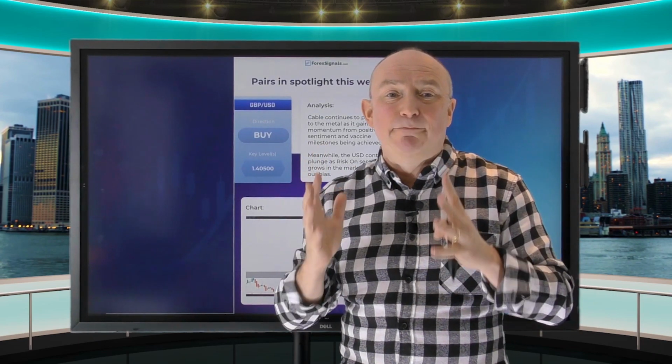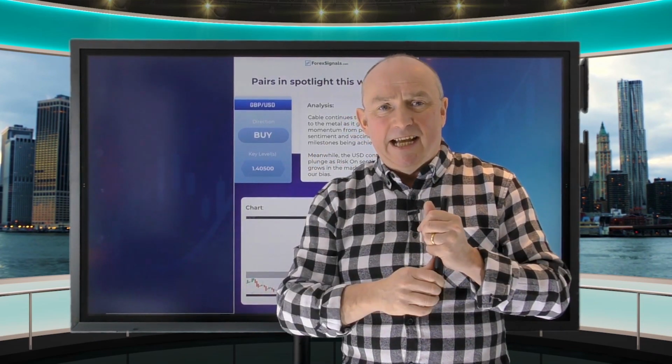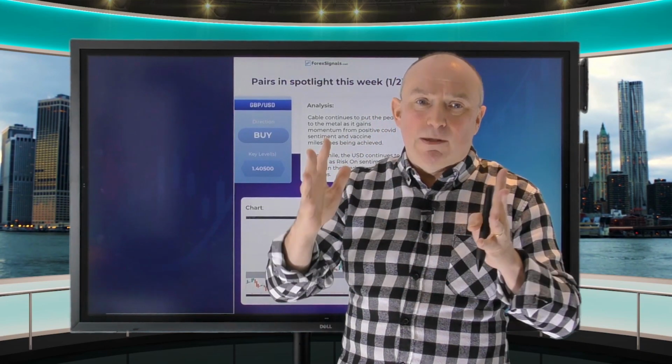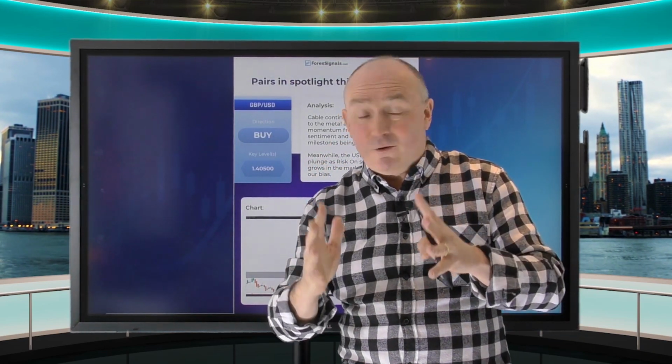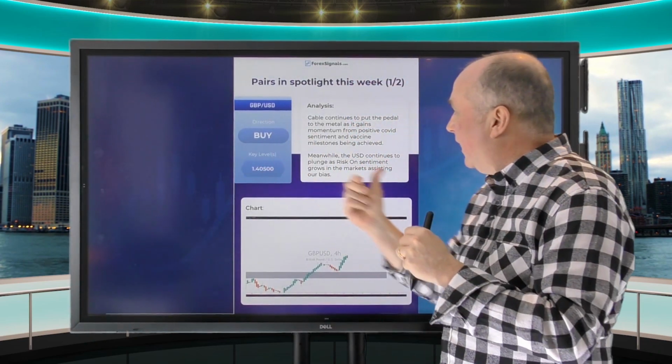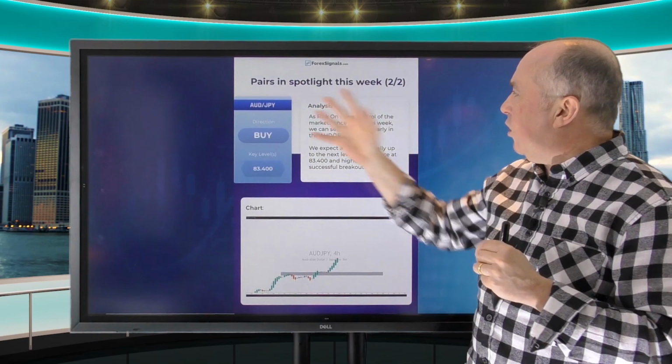So the pound is getting bid across the board. We're buying it against the US dollar. The US dollar is basically trading lower as we move on to risk off, the safe haven currency. Maybe the US dollar is losing its appeal. So we're buying cable. Also looking at the Aussie against the yen.